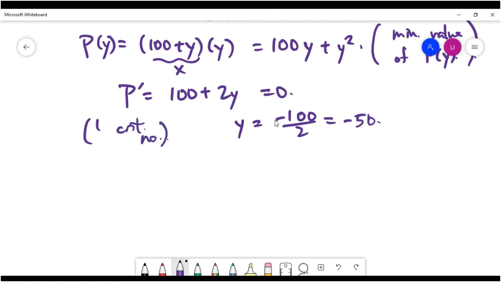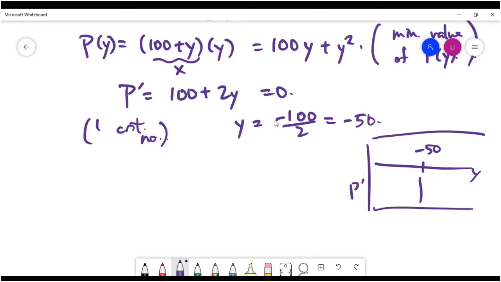And it means we have only one critical number now. And let's test the behavior of this point by the first derivative test. By the first derivative test, now you have only one critical number and you have two intervals, the left hand side of -50 and the right hand side of -50, and you need to randomly choose one point in each interval. For example, for the left interval, I can choose something smaller than -50. Maybe I can choose -100. You can evaluate p prime at this point, and also you can choose a point that is bigger than -50. Let's say you choose 0, and you evaluate the p prime at this point.